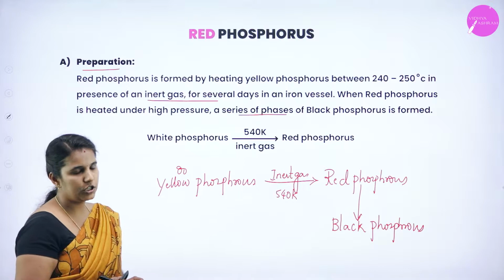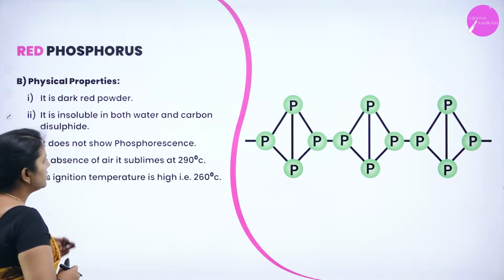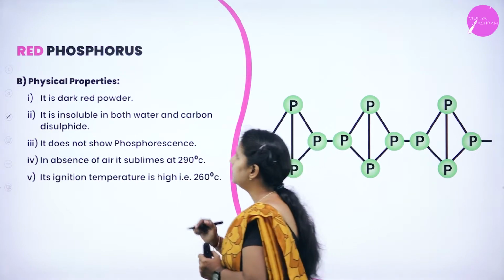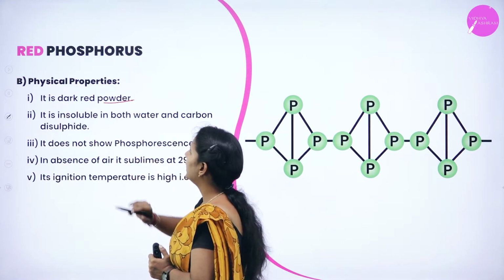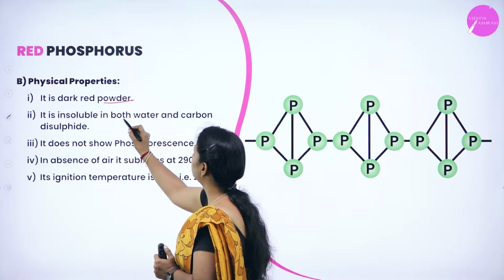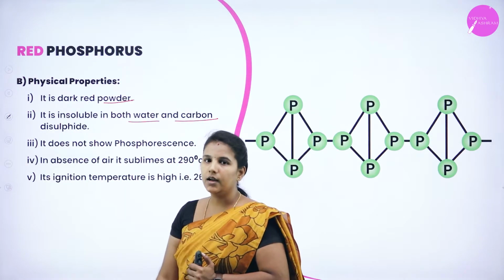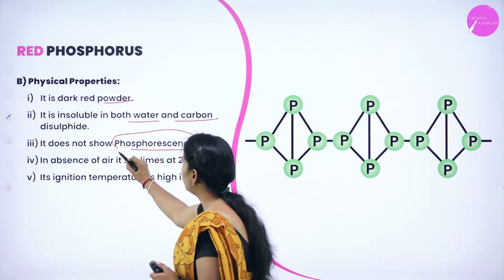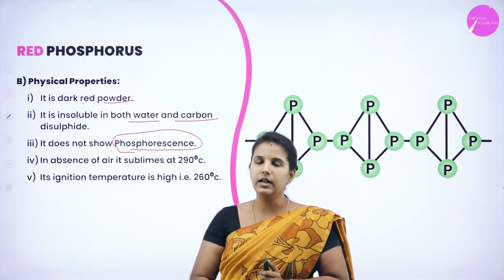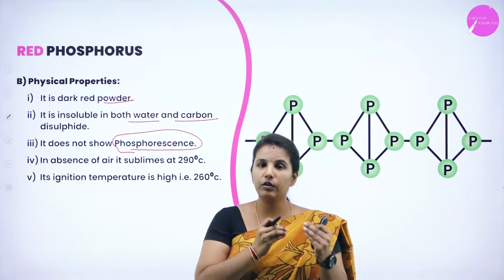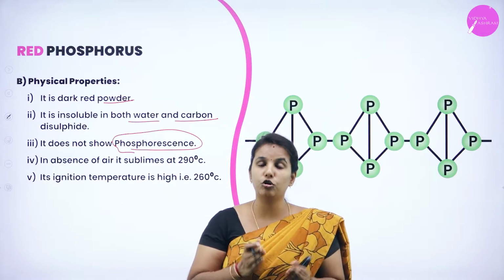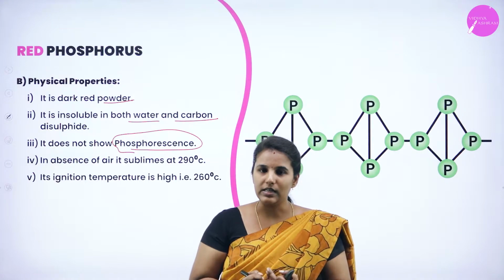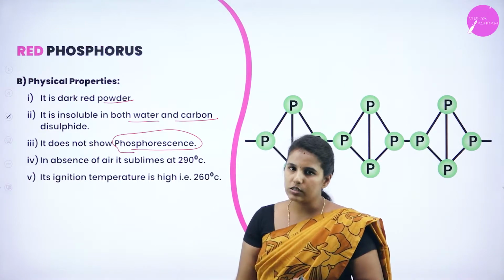Next, coming to the physical properties of red phosphorus, it is a dark red powder and it is insoluble in both water as well as carbon disulfide, and it does not show phosphorescence. What does it indicate? Even if it is kept in dark conditions, this red phosphorus does not glow at all. It does not show its chemiluminescence property. Hence, it does not show phosphorescence.